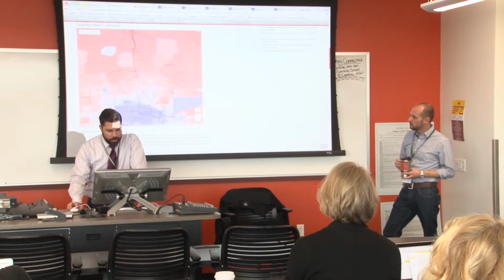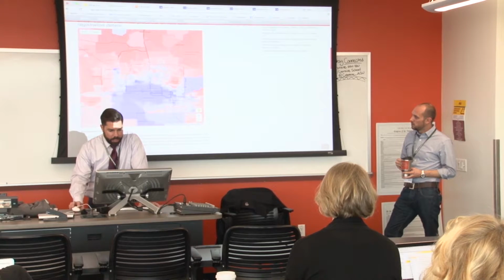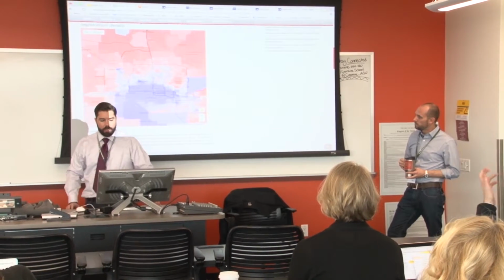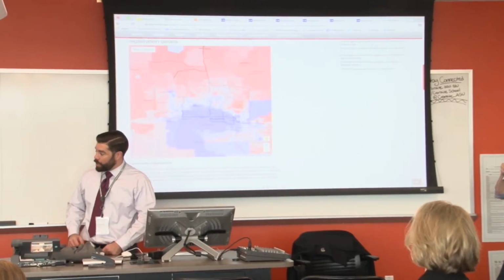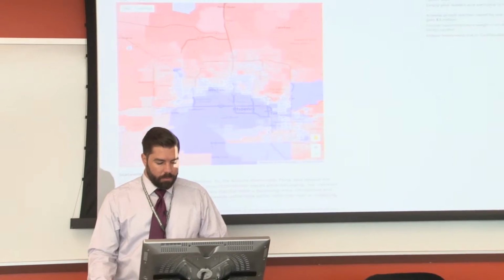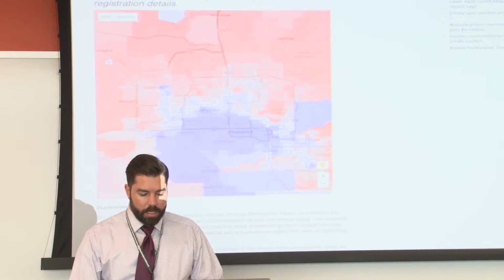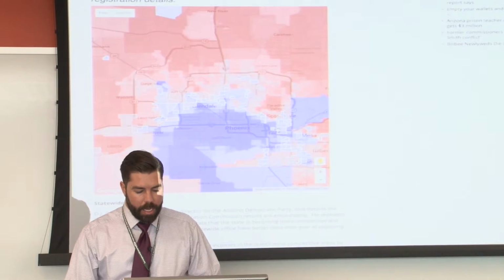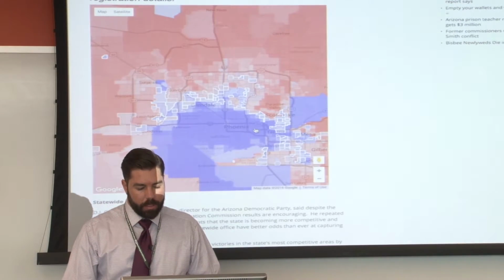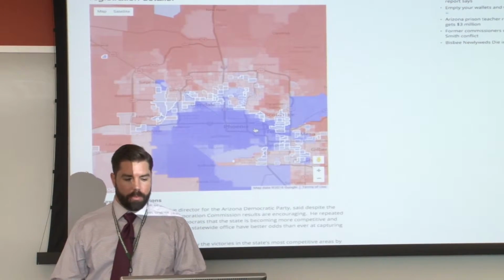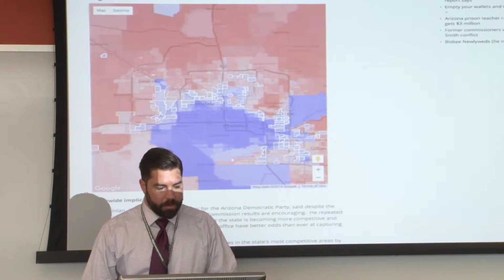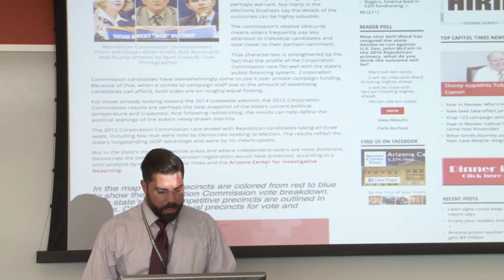Here we've got places where the voter registration is somewhat competitive in some of these areas that are outlined in white, and then we've got the election results mapped out by red and blue. For this story, we did a whole series on this stuff.